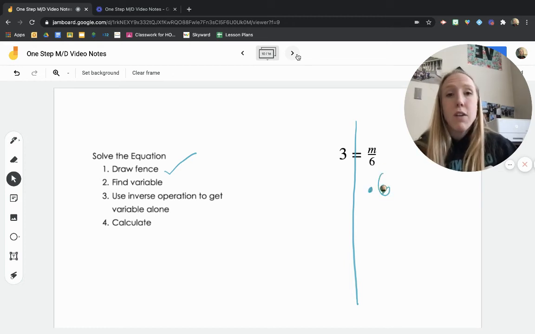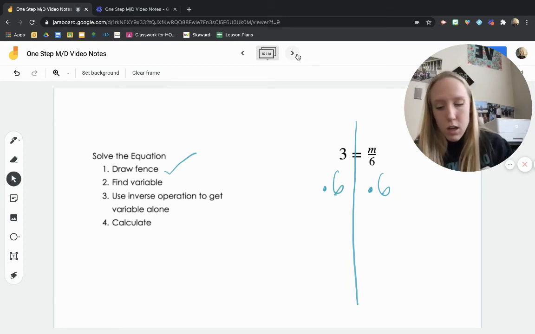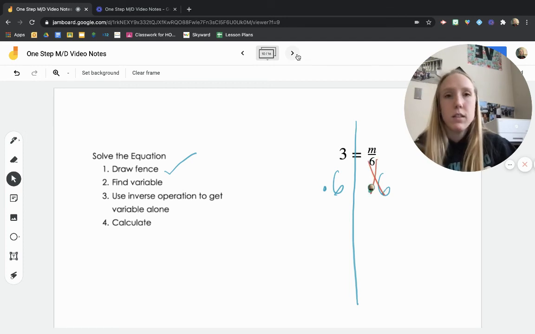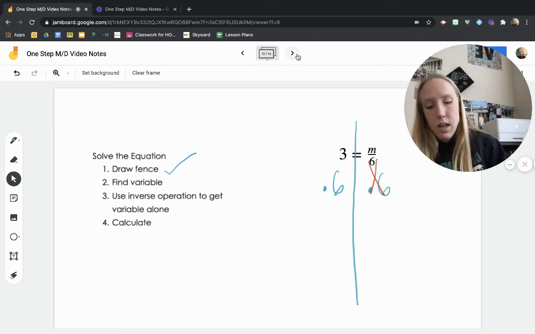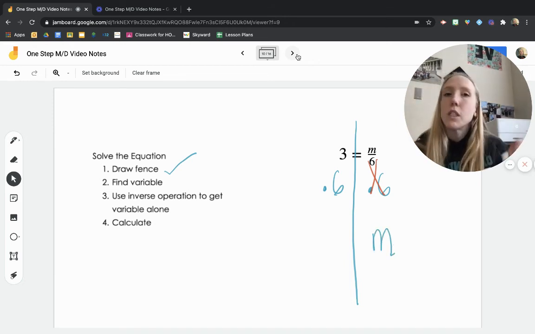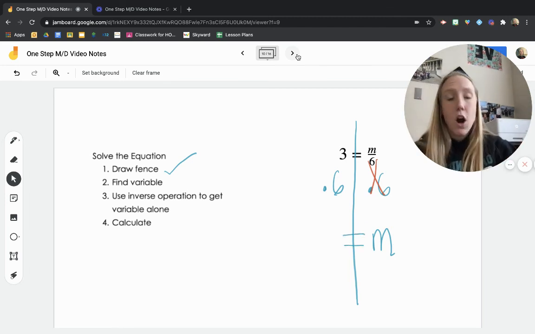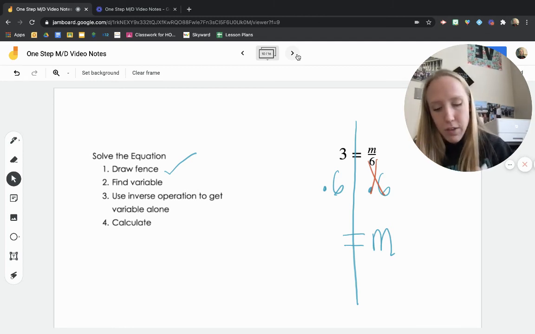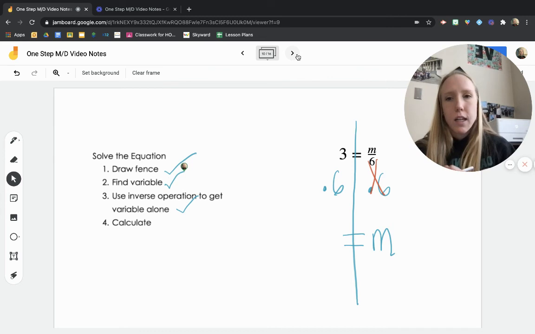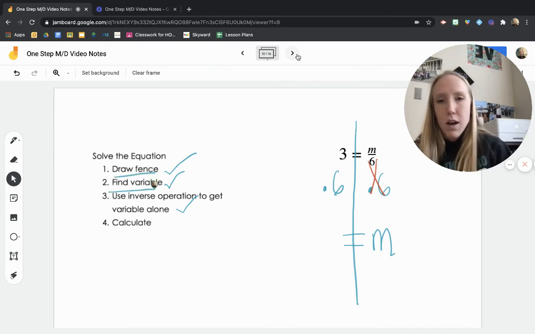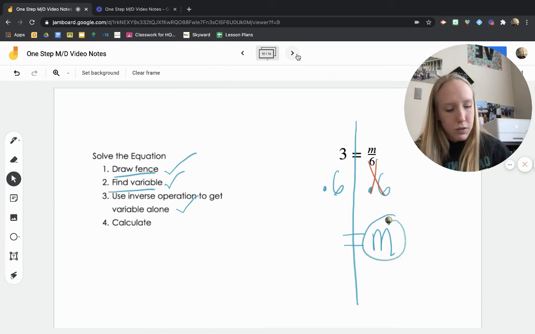So times 6. If I multiply times 6 on that side, I have to multiply times 6 on the other side. Times 6 and times 6. M divided by 6 times 6, those go away. And I'm left with just M on this side. We put the equal sign right on the line. And then on the other side, we have, oh, we got the variable alone. Oh, and we found the variable. I forgot to check my checklist. So I drew a fence. I found the variable. I got M by itself.